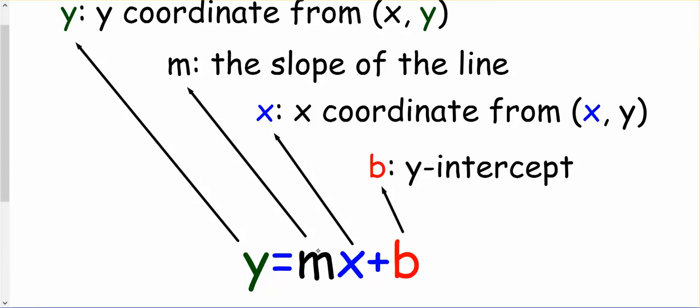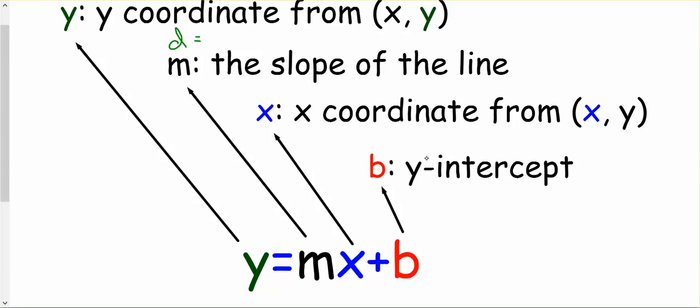M is the slope. We used to call this slope, we used to call the common difference d when we were talking about how much change there is. That was also the common difference. X is an x coordinate from (x, y), so we could substitute in a point x and y with our slope and our b, and our equation would work out.